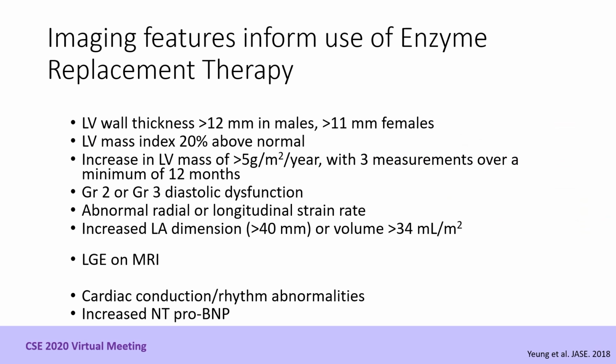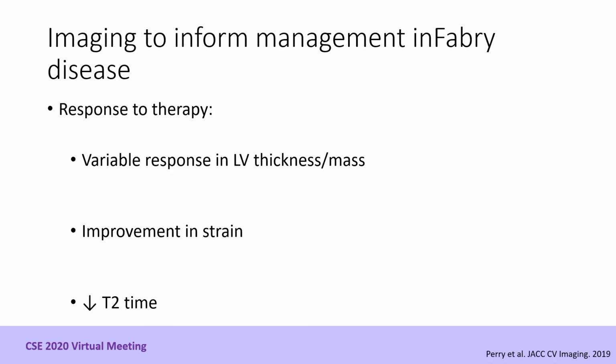Many of these imaging features inform the use of enzyme replacement therapy in this patient population. Imaging parameters can also be used to monitor response to enzyme replacement therapy. Notably, there has been a variable response in LV thickness and mass noted with enzyme replacement therapy. However, improvements in strain and T2 time have been reported. Importantly, late gadolinium enhancement and T1 have not yet been studied to monitor the response to therapy.